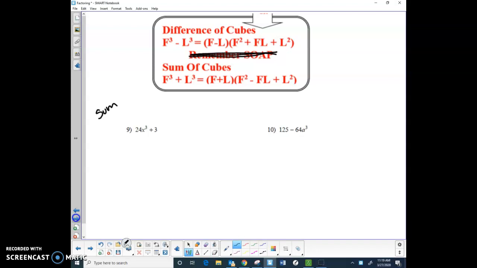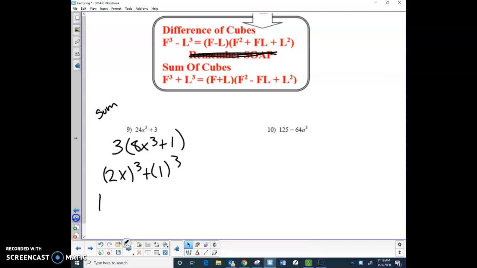So we need to rewrite this 24x cubed as something to the third. And I'm looking at this, and I've got a 3 at the back, and there's nothing to the third power that's going to give me 3. So I'm thinking I probably need to factor something out of there. Well, lo and behold, 3 comes out of both of those. So I'm left with 8x cubed plus 1. So this 3 is still going to stay on the outside. 8 is just simply 2 cubed. So I've got 2x cubed plus 1 cubed.